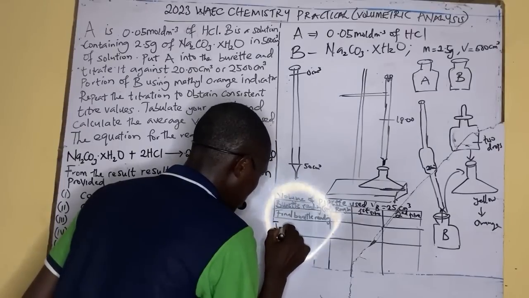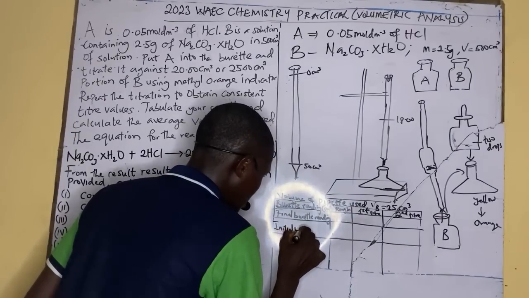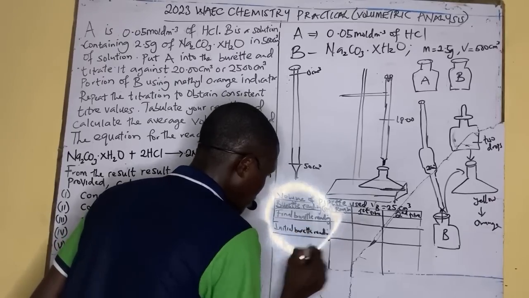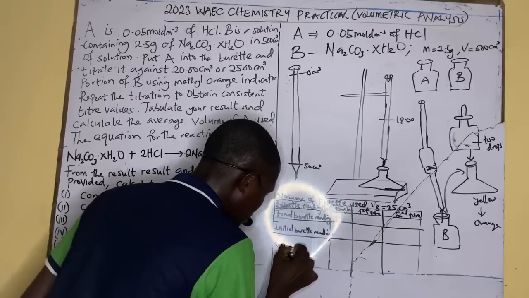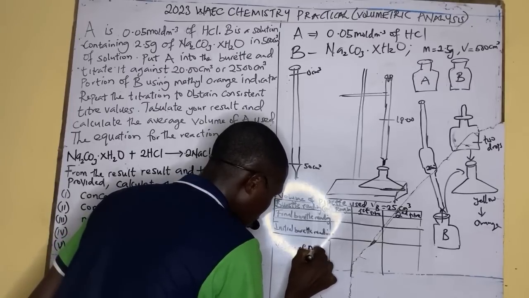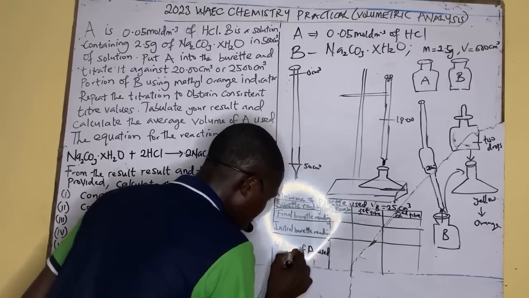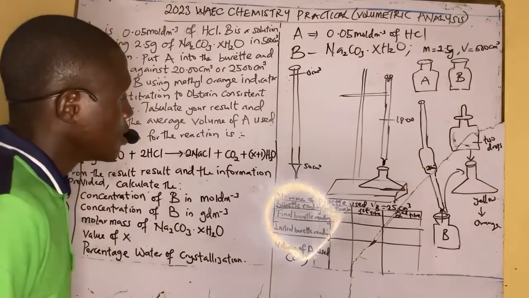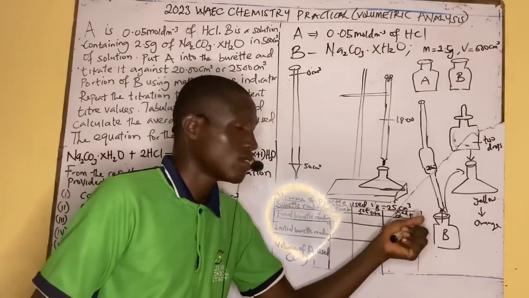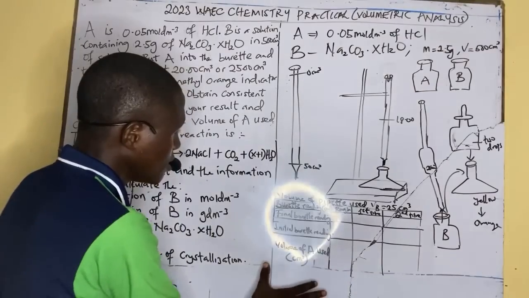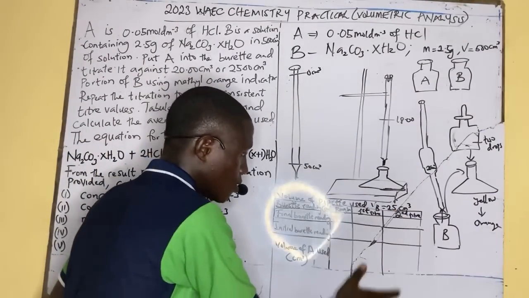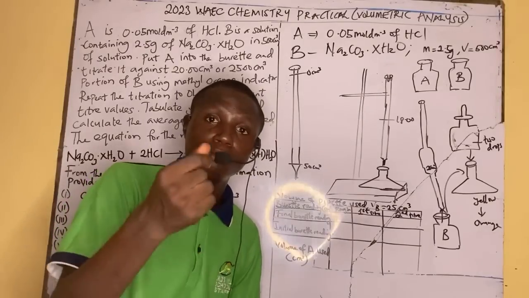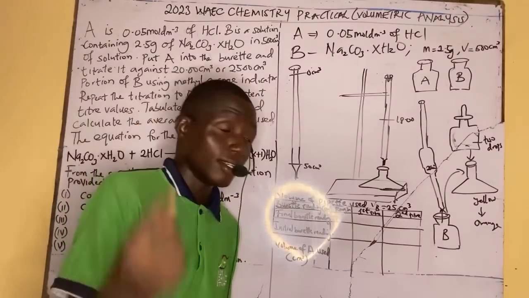Then the initial burette reading. Then the volume of A used, which is the acid, in centimeter cube. Very, very important. So the volume of the pipette used is 25 centimeter cube. The burette reading: the rough, first and second. You can do your own thought, but I would advise you to save your time, use first and second titre.